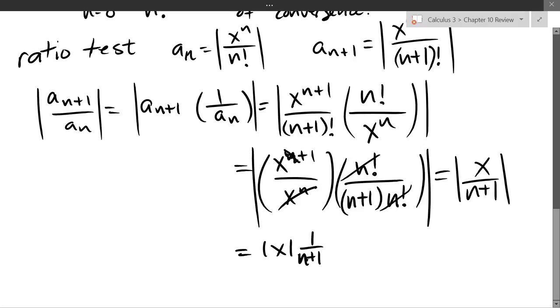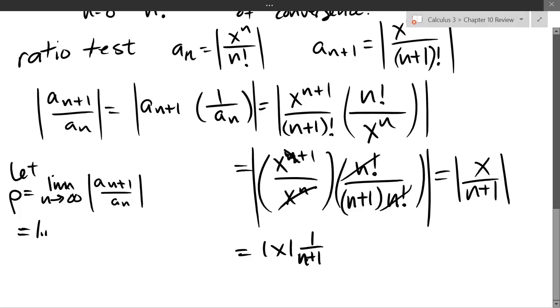So we're almost done with the ratio test. What do we do at the very end? Limit. I haven't done any calculus yet. Now we're about to do the calculus part. That was all just algebra. So we're going to let rho equal the limit as n approaches infinity of a_(n+1) over a_n, which is the limit of this nicely reduced absolute value of x times 1 over n plus 1.